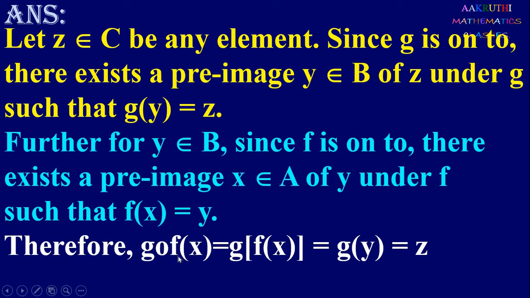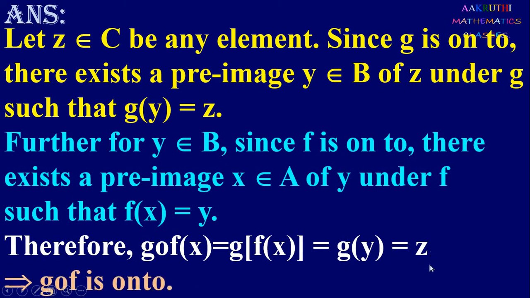Then (g composite f) of x can be written as g of f of x. But here f of x equals y. So therefore we can write g of f of x equals g of y. But g of y equals z. So therefore g of f of x equals z. Therefore for every z belonging to C, there exists an x belonging to A such that (g composite f) of x equals z. So therefore g composite f is onto.